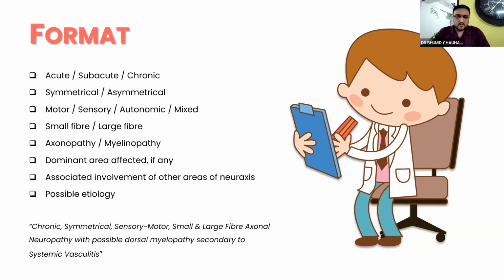So I have just mentioned a common example of how you mention this. You can write a diagnosis like chronic symmetrical sensory motor, small and large fiber axonal neuropathy with possible dorsal myelopathy secondary to systemic vasculitis. So this is your final diagnosis in a case of neuropathy. And if you are successfully able to do so, I don't have any doubts in you performing very well in your exams as well as in your clinical practice.